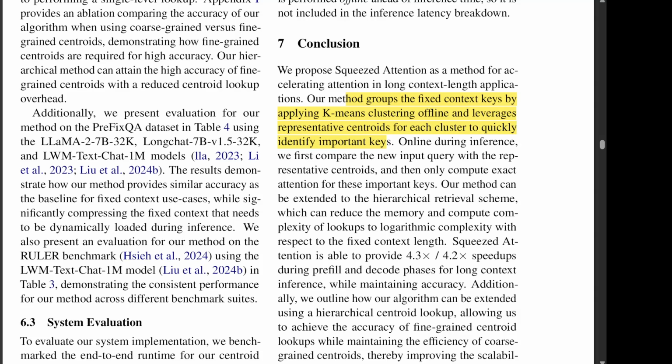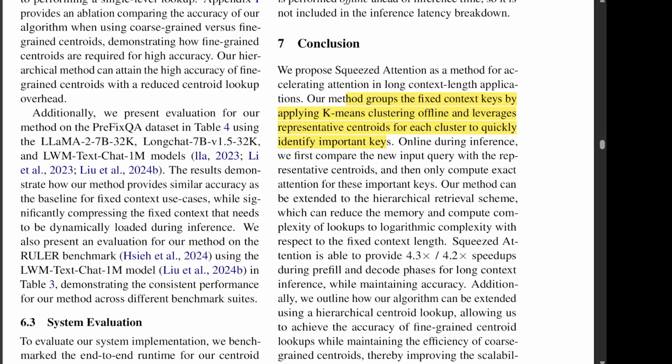And they use this plus standard benchmarks like LongBench and RULER. What models did they test on? Yep, they use PrefixQA, LongBench, and RULER. They tested on popular models like Llama-2-7B with a 32K context, LWM-Text-Chat-1M, which goes up to 1 million tokens, and LongChat-7B, another 32K model. Okay. And how many centroids did they use in the experiments?